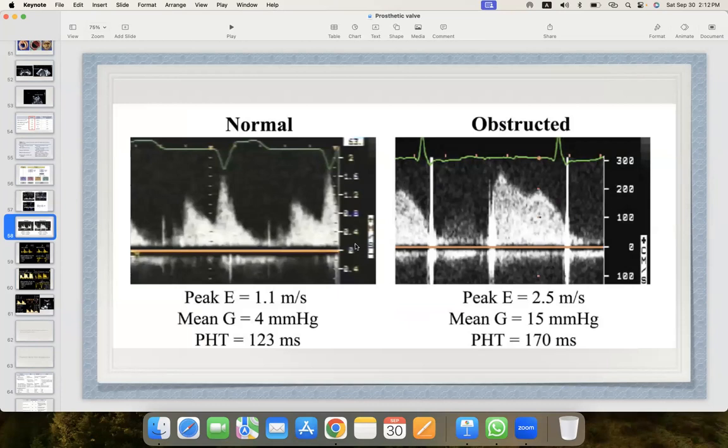In this question, you will see that the mean pressure gradient was very high, 15. Pressure half time is also elevated, more than 130. And velocity here is also elevated. Once you see this, and you can see that the slope is not steep on this graph, it's slowly going down, that indicates that the half time is high. And this means that the patient has mitral stenosis.